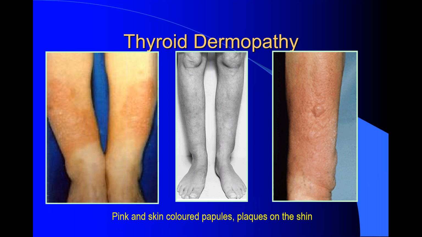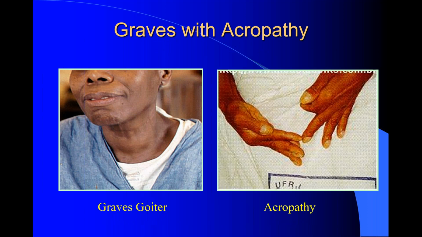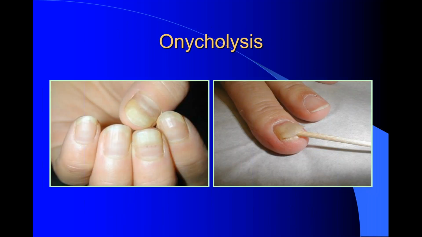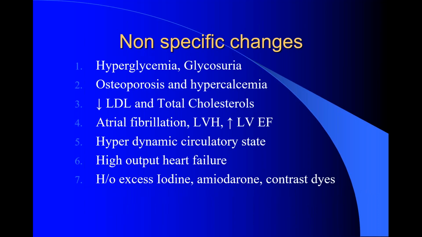You can see colored plaques on the skin, and then you can see Graves acropathy. Then you can also have clubbing and osteoarthritis. On onycholysis, you can see. So there could be some non-specific changes because of systemic effects of thyroid hormone: hyperglycemia, glycosuria, osteoporosis, hypercalcemia, decreased LDL and total cholesterol. These were raised in case of hypothyroidism, but here they are decreased.